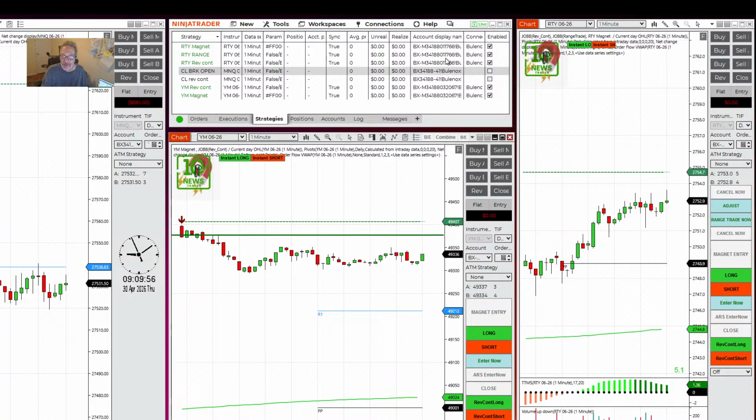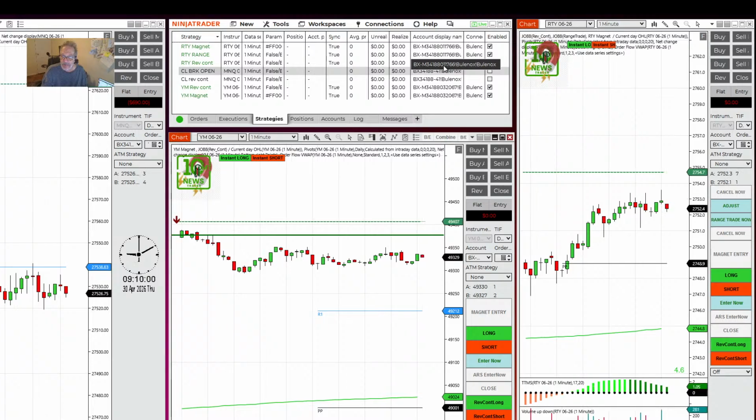We have a range trade. That's the one we trade at the open. We have a reverse continue if we want to trade after the open. And we have a magnet if we want to take any signals, usually reserved for after the open. And those are all on the same account and they're all ready to go. Our YM, we have a reverse continue on the YM, which we set up before.